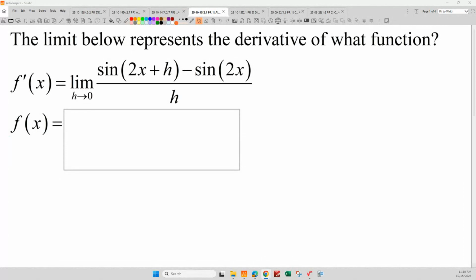I'm giving you a limit, and I want you to tell me that limit represents the derivative of what function? Don't say it out loud, just everybody think about this a little bit. What function am I starting with and trying to differentiate? Remember, that's our verb for derivative. If you take a derivative, that process is called differentiation.